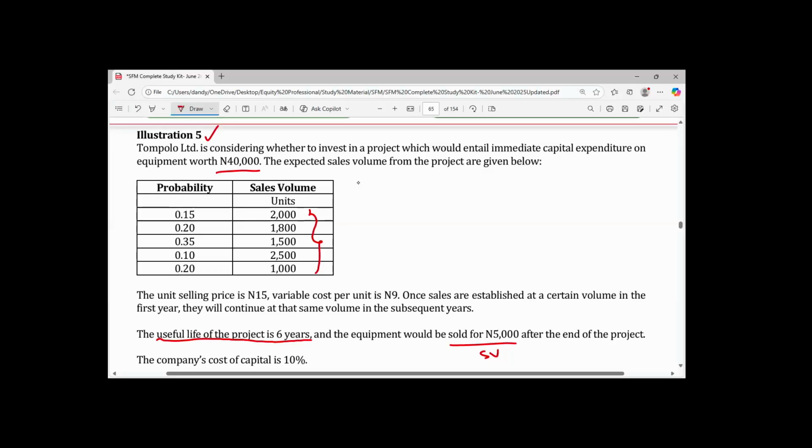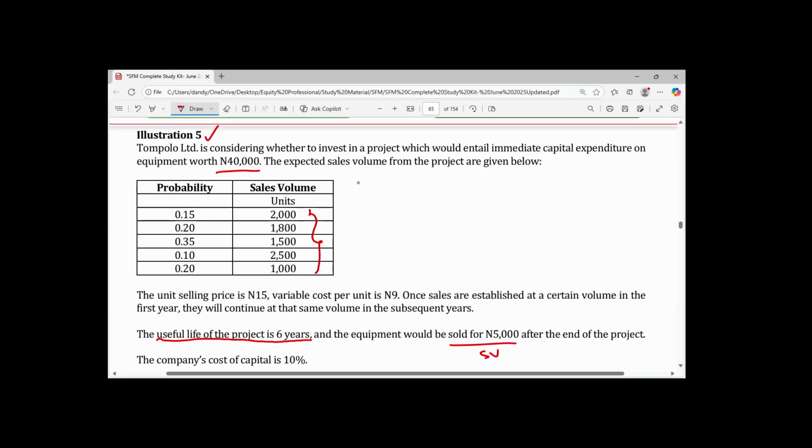I will go back to the question. You can see in this question, you are given selling price. You are also given variable cost. That means I need to calculate contribution. Once I have my contribution per unit, I will then multiply with the number of units. It will give me the cash flow. Once I get the cash flow, I will multiply with the probability to get the expected cash flow. Once I get the expected cash flow, I will then go ahead and calculate the expected NPV. That's all I need to do. It's as simple and straightforward as that.